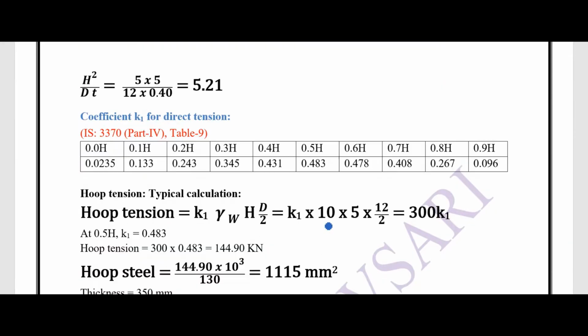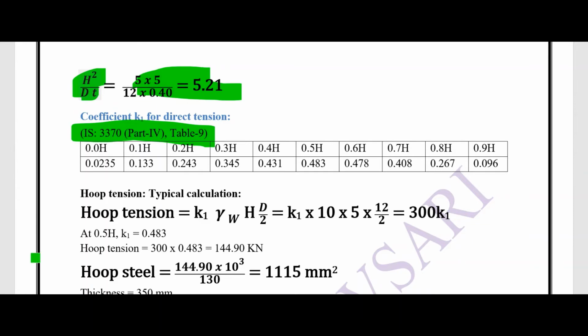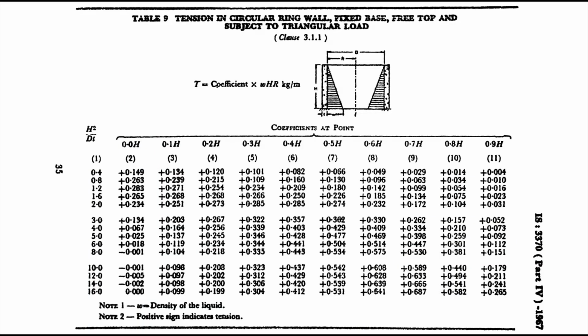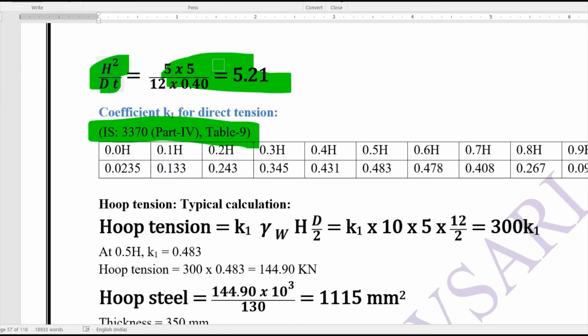Now we have to calculate the moment. We are going to use the IS table for calculating the moment. Just remember the equation. Let's check how to find out this moment. So here is IS 3370 part 4, 1967, table number 9. Here is the equation for the tension: coefficient into gamma into H into capital R. First of all we have to calculate H square by D t. In the example we calculated it, right? Here H square by D t is 5.21.